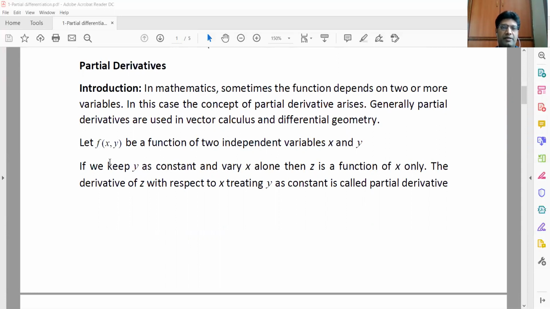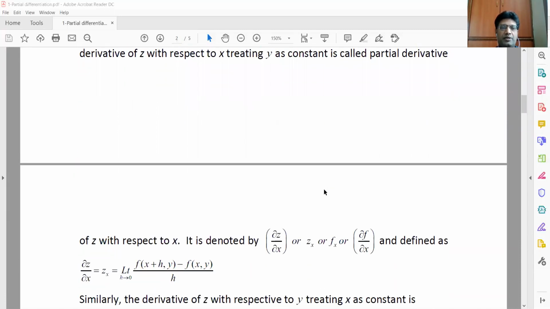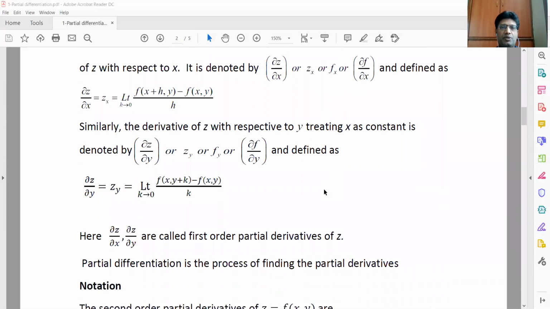So the derivative of z with respect to x treating y as constant is called the partial derivative of z with respect to x. Symbolically it is denoted by dou z by dou x or z sub x or f sub x or dou f by dou x. Any one of these four notations we can use, and it is defined as dou z by dou x equals limit h tends to 0 of f of x plus h comma y minus f of x comma y, divided by h.